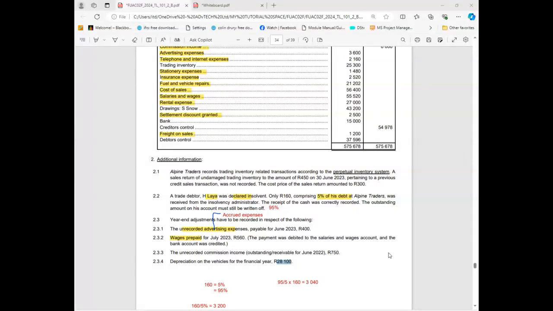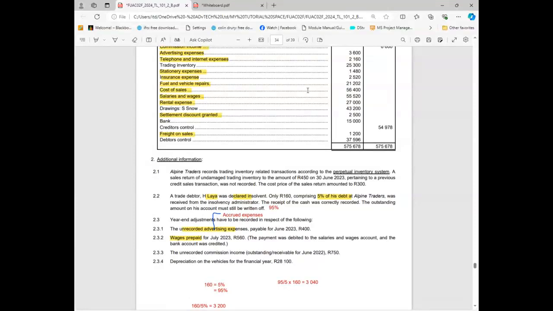If you are not sure about it, or on the information they tell you something like stationery on hand, as long as you see the words on hand, it will give you a hint. It means that it will be called consumable stores on hand, and they are part of the inventory at the end of the day. Are we together?